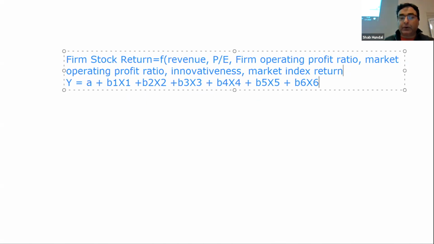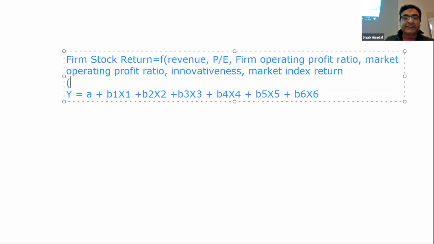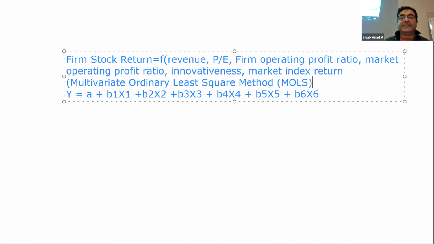So the analysis which we will perform now is the multivariate ordinary least square method. Okay, so it's like a multiple, so it's MOL, this method we are applying here. But the basic idea is that we are having multiple variables.